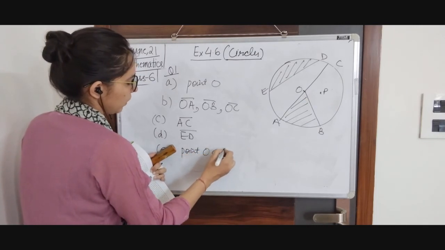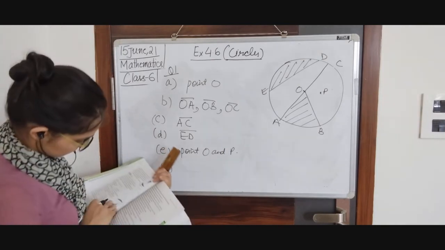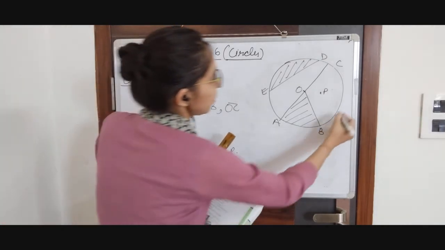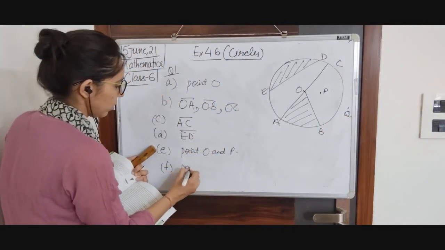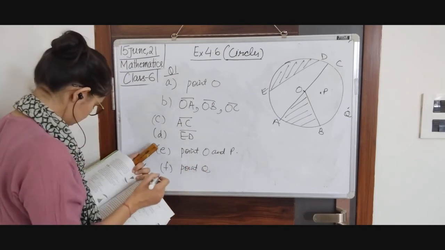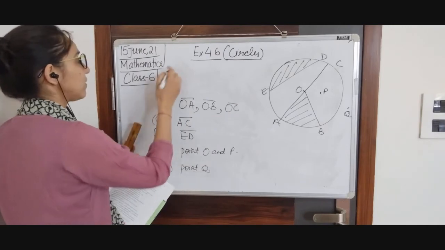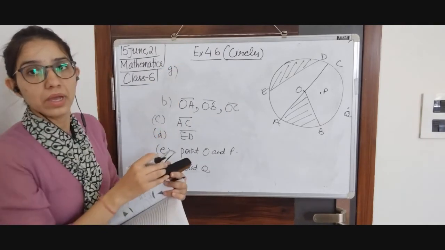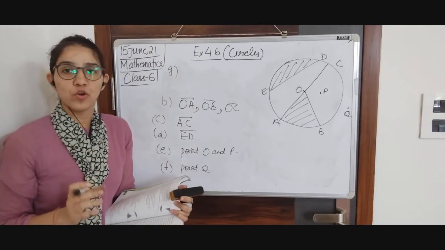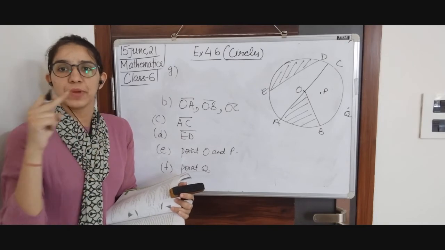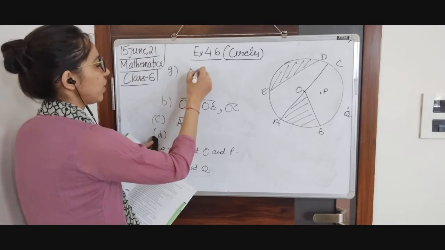O and P are in the interior. Part F is a point in the exterior. Yes, we forgot to plot point Q. So point Q is going to be in the exterior of the circle. Next is G, a sector. A sector, as I explained, is that part of the interior of a circle which is enclosed by an arc and a pair of radii. So this is going to be a sector, which is AOB.